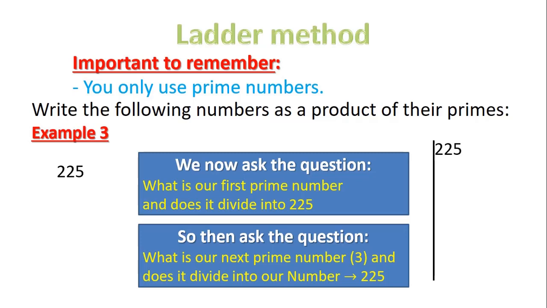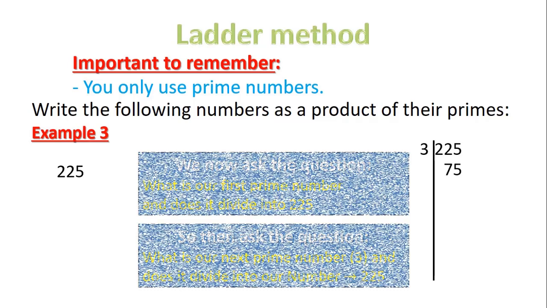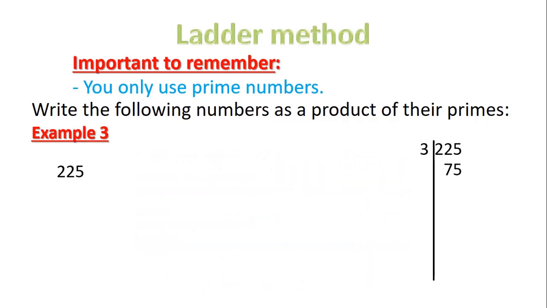So then, what is our next prime number? Well, our next prime number is 3. Does 3 divide into 225? If you put on your calculator or do it mentally, yes it does. And so we write a 3 to the left hand side of the 225, and we do a division. 3 into 225 goes 75 times.